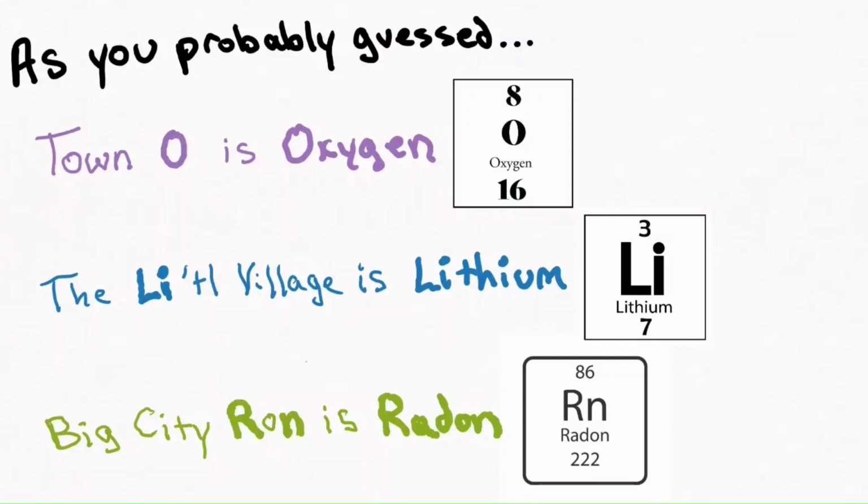Now, as you probably guessed, Town O is oxygen. And see, here is, from the periodic table, the little tile or Scrabble piece. I always like to say they look like Scrabble pieces to me. And here's oxygen. So here's the O for oxygen. Here's the name, oxygen. And this is the atomic number, right?